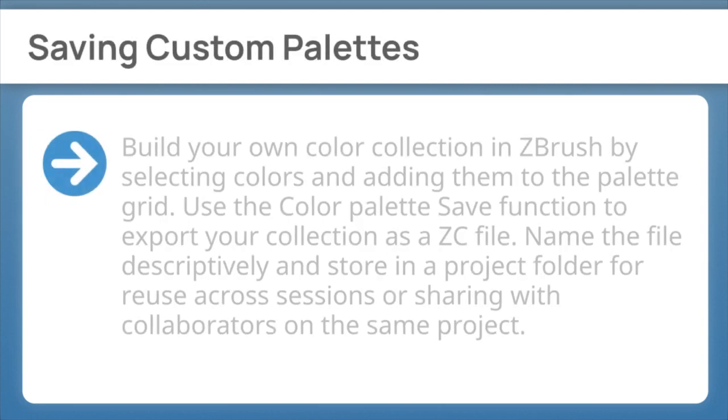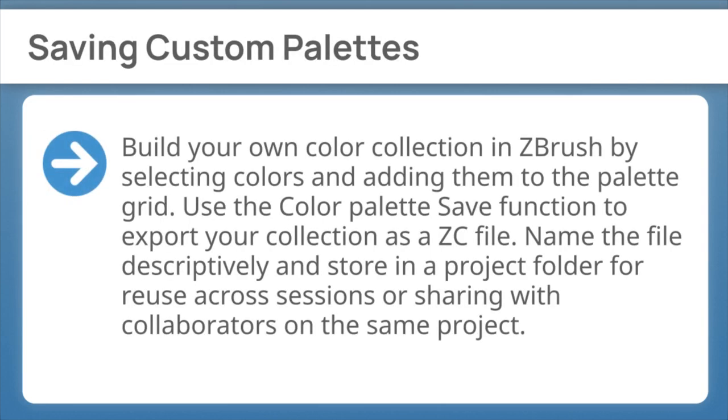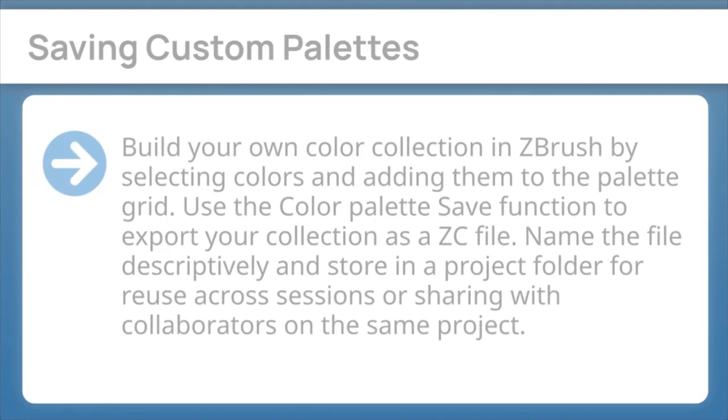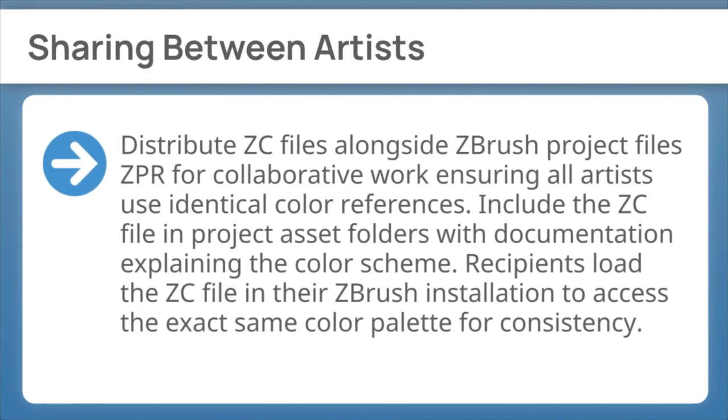Next, saving custom palettes. Build your own color collection in ZBrush by selecting colors and adding them to the palette grid. Use the color palette save function to export your collection as a ZC file. Name the file descriptively and store it in a project folder for reuse across sessions or sharing with collaborators on the same project. Finally, sharing between artists.